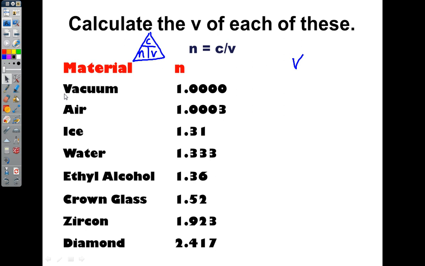The speed of light is 3.00 times 10 to the eighth. What is the unit for n? Good question. Remember, it's a relationship between how dense an object is, how much it slows down light. It's meters per second over meters per second, so it's a ratio.